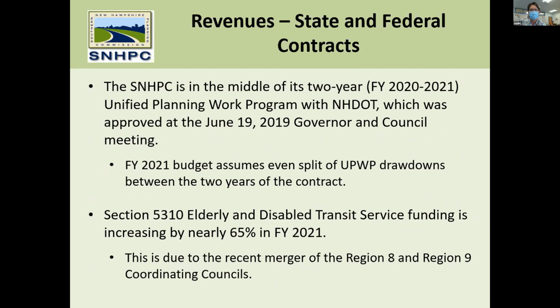Also in state and federal contracts, we're in the middle of our unified plan, the UPWP. We're at the halfway point right now, and it's assumed an even split between the 2 years. Also, we have our transit service contracts, and that has increased. You can see that's due mainly to the merger between the Region 8 and Region 9 coordinating councils.